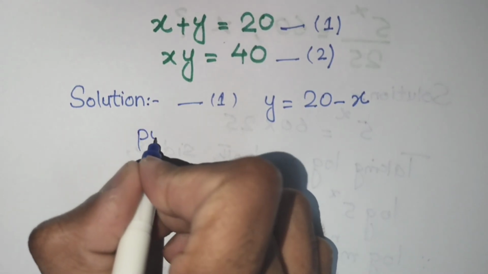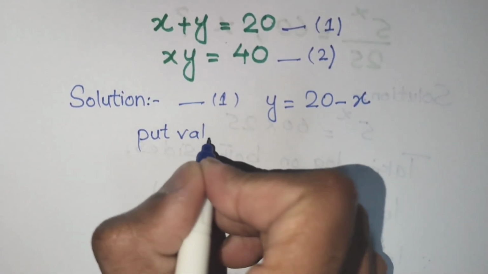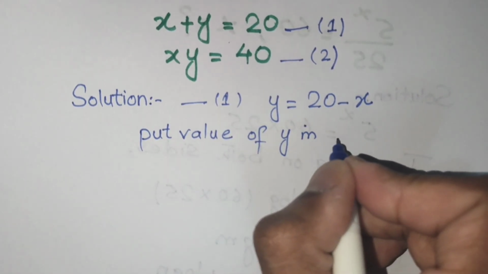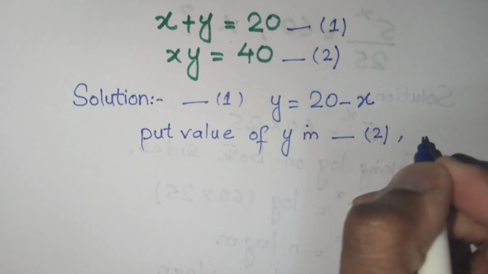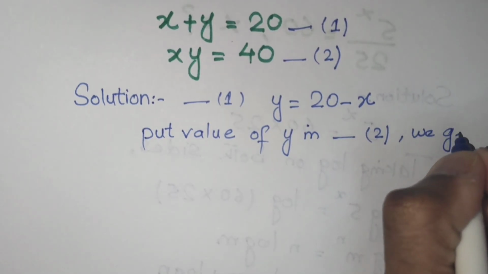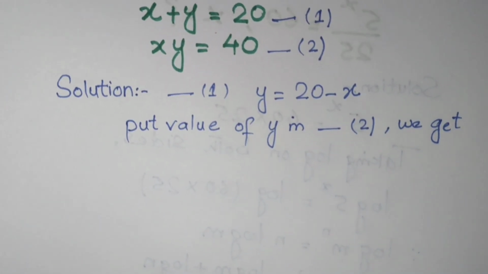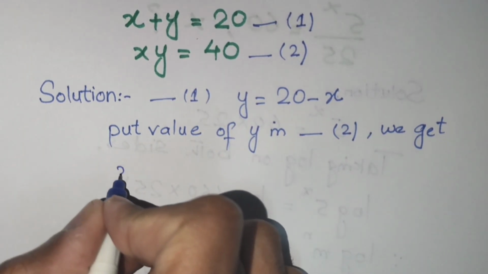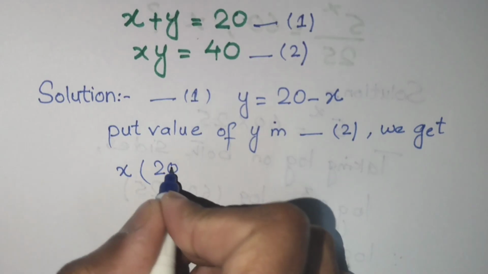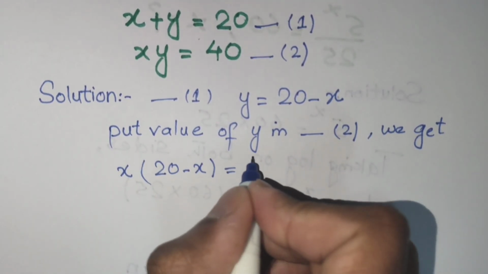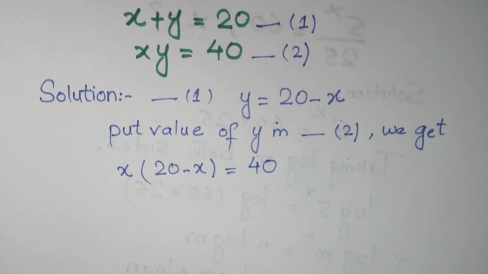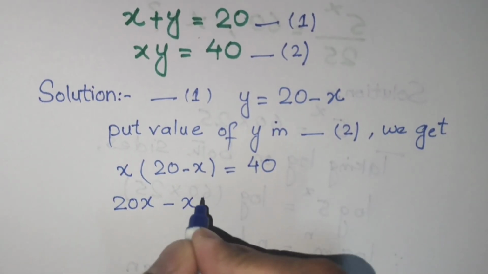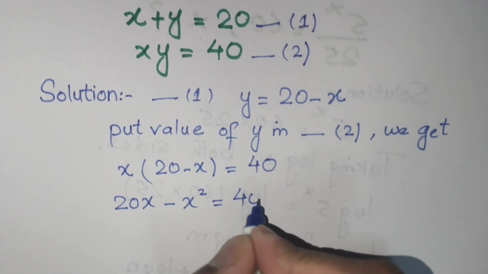So we will put this value of y, 20 minus x, in our second equation, which is xy equals 40. So it becomes x into y. What is y? y is 20 minus x. So it will be x times (20 minus x) equals 40. So x into 20 is 20x, minus x square, equals 40.